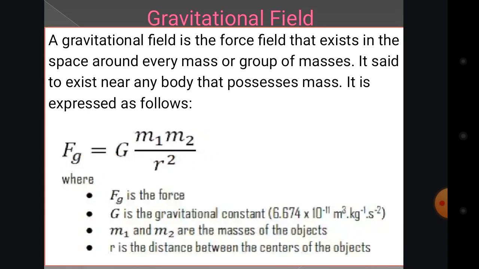So here we are going to talk about the second concept of the week 6 and 7 physics lesson, and we are at the gravitational field. Normally, a gravitational field is a force field that exists in the space around every mass or group of masses. When we say group of masses, that means the masses are not one, there are many.